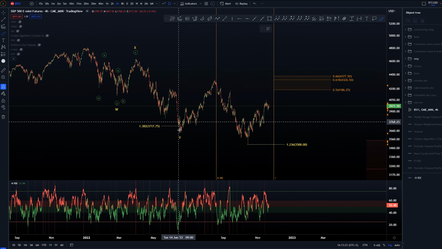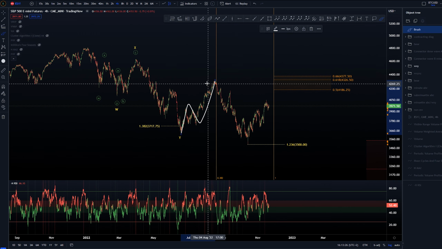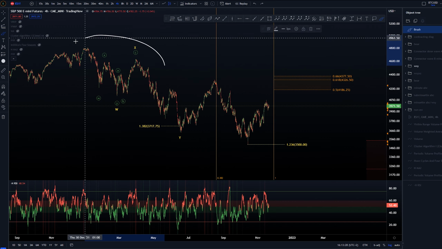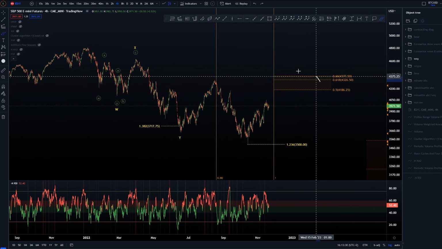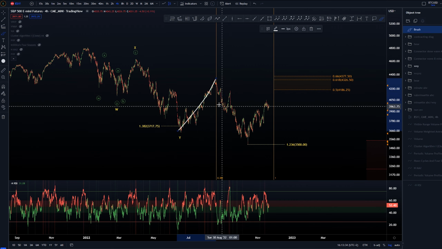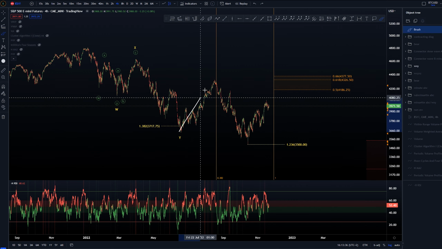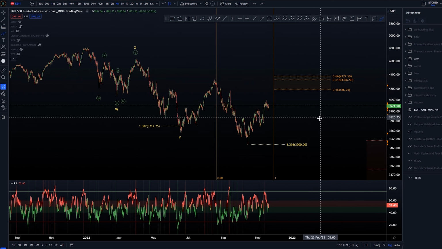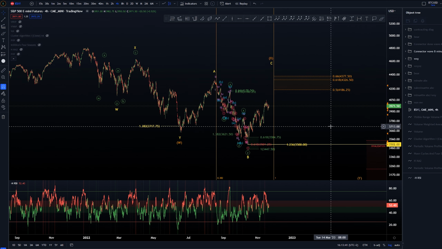One of them is saying that we have this as a connector wave, which is connecting this first structure over here into the next one, again starting from these highs, or this is the start of the connector that would be something like this. So these have been the ideas that we've been following for quite some time.